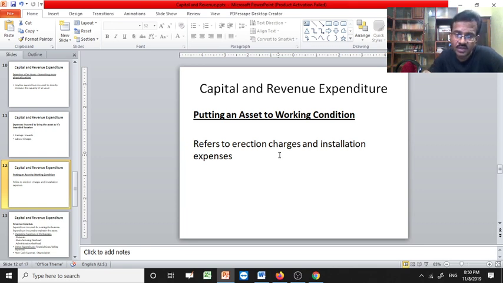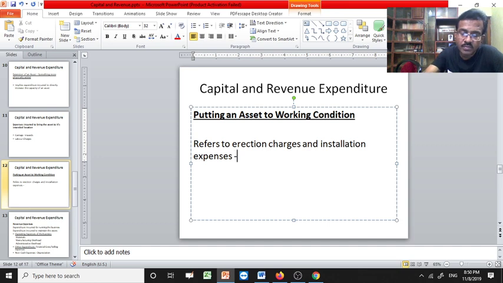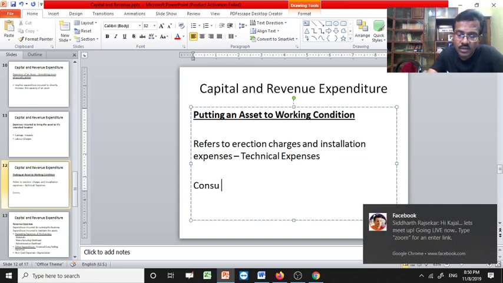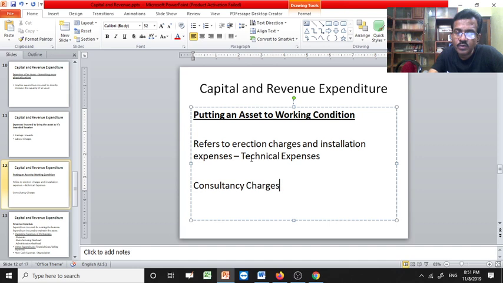But that is not enough. There can be certain other requirements also. You might have to actually implant the machine into the ground, so for that there will be some erection charges. These are installation expenses. These are all technical expenses, which are a must to ensure that the asset is installed properly. If the asset is not installed properly, it is not going to work. And sometimes you might even have to pay consultancy charges to actually install these machines.